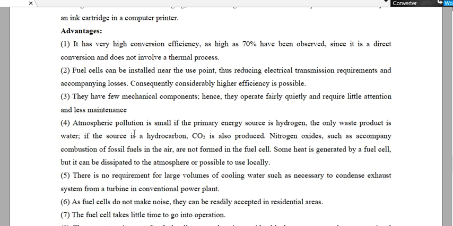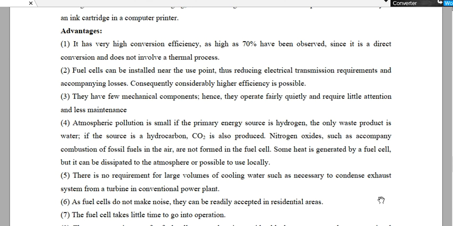Fourth one is atmospheric pollution is small if the primary energy source is hydrogen. The only waste product is water. If the source is a hydrocarbon, carbon dioxide is also produced. Nitrogen oxide, etc., which are produced in case of fossil fuels, are not generated in the fuel cell, which is the main advantage of this energy, that this is also a clean form of energy.